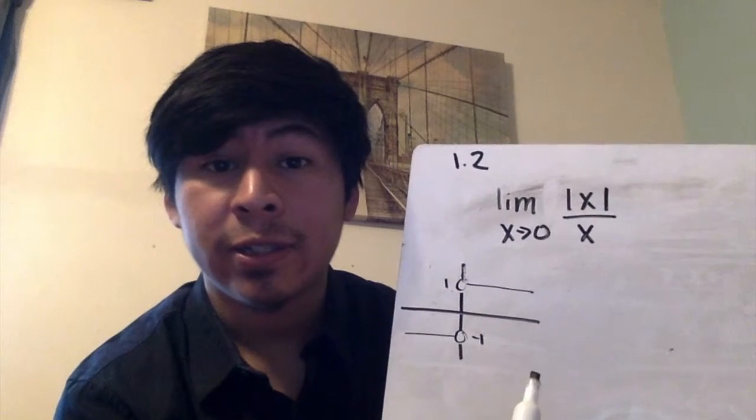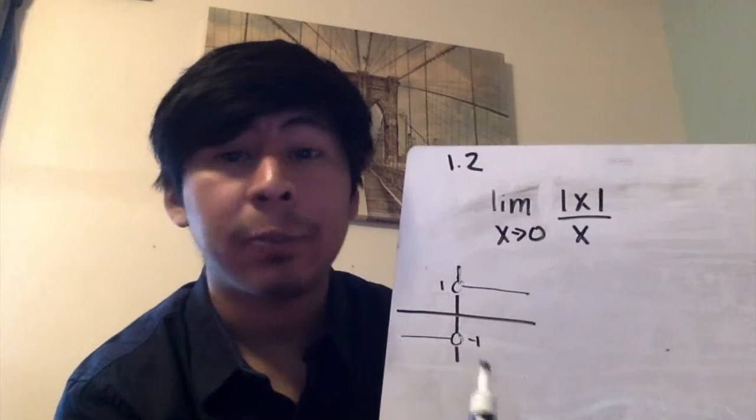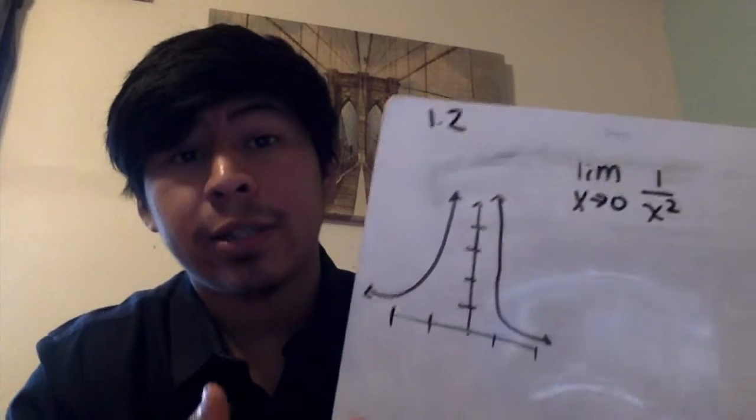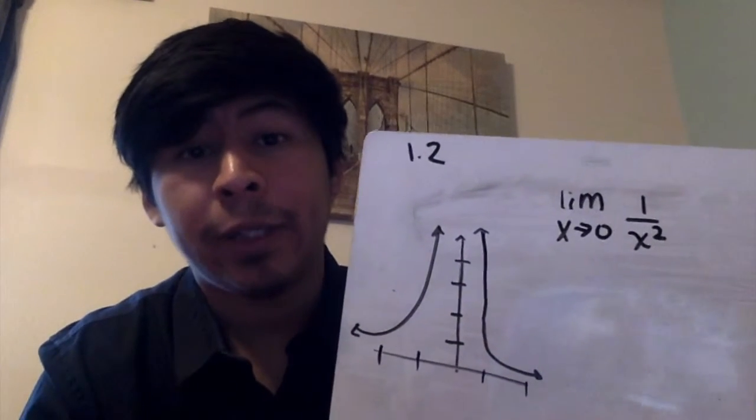Therefore, the limit does not exist because they do not approach the same number from the right-hand side and the left-hand side. Regardless of how big or small the numbers you use are, the behavior will be the same. You will get negative values for the negative side and positive values for the positive side of that function. This is an example of unbounded behavior.